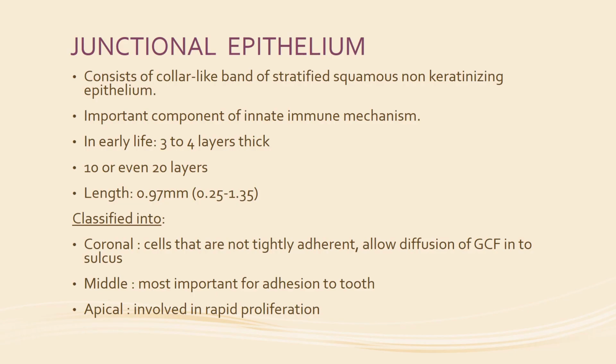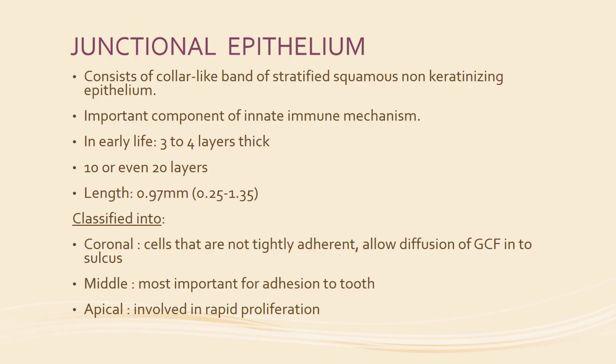Coming to junctional epithelium. It consists of a collar-like band of stratified squamous non-keratinizing epithelium, which is an important component of the innate immune mechanism. In early life, it will be 3 to 4 layers thick. Then it increases to 10 or even 20 layers, which has a length of 0.97 mm.